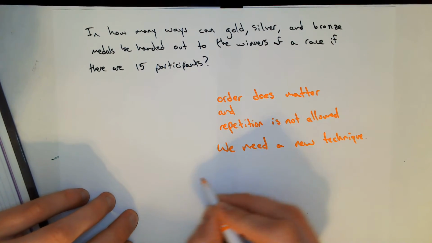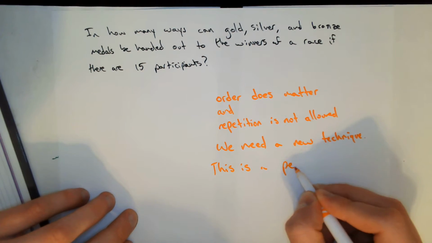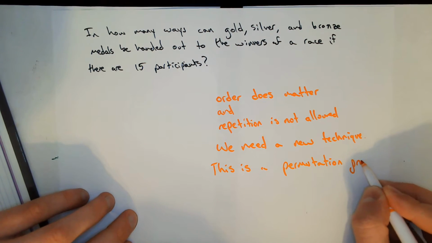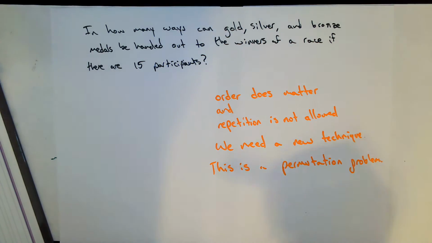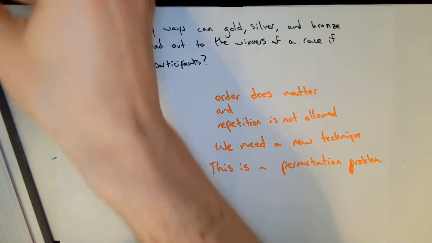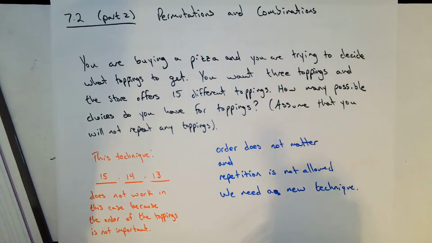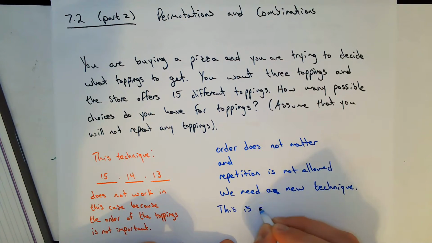This is a permutation. This is a permutation problem. That's a crazy looking P there. This is a permutation problem. And back here, which is similar, except that order does not matter, this is called a combination problem.